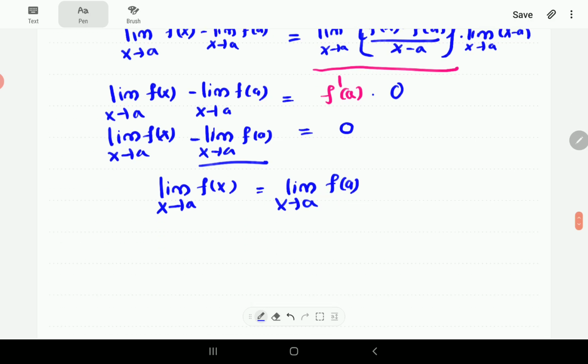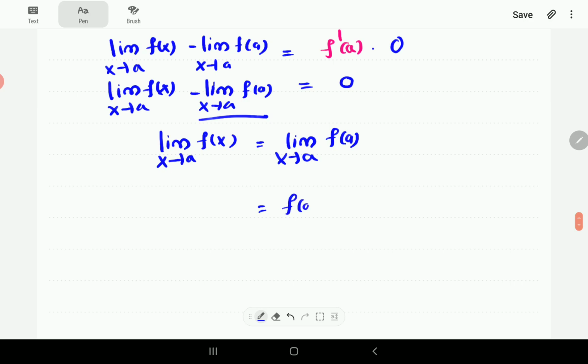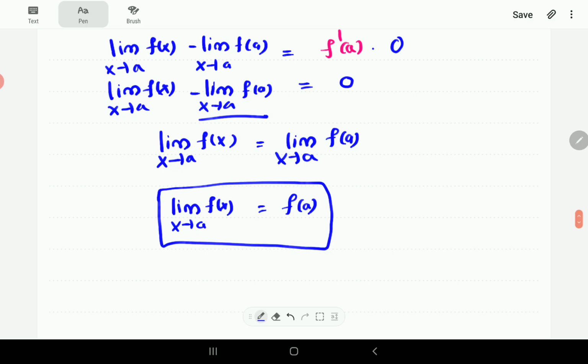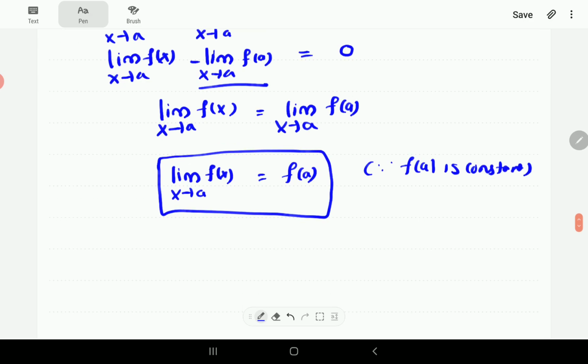So it is simply what? This is simply f of a. This is equal to the limit of f of x as x tends to a, which is equal to f of a. If you remember, this is one of the properties of continuity which we have discussed. So therefore, you can write here, since f of a is constant, f of a is constant. So this is nothing but the definition of a continuous function.